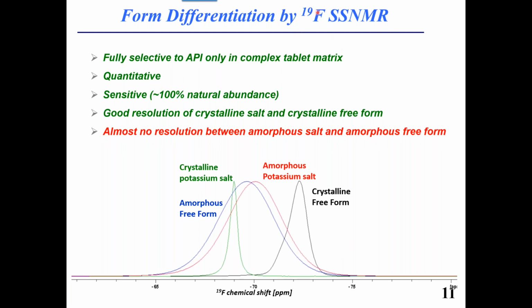So again, just to remind you, we need to differentiate two amorphous phases in the presence of their crystalline equivalents. By what I told you by now, it shouldn't come as a shock that we use fluorine as a first line of defense because it's fully selective, no excipients have fluorine, it's fully quantitative, 100% natural abundance, and has good resolution. But if you look at this overlay of the reference forms, we can see that there is very good resolution of the crystalline form, crystalline salt and crystalline free form. There is even decent resolution between either of the crystalline forms and the amorphous phases, but there is really poor or no resolution between the two amorphous phases.